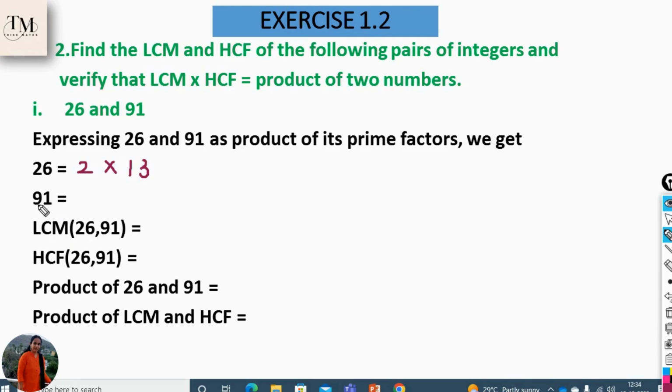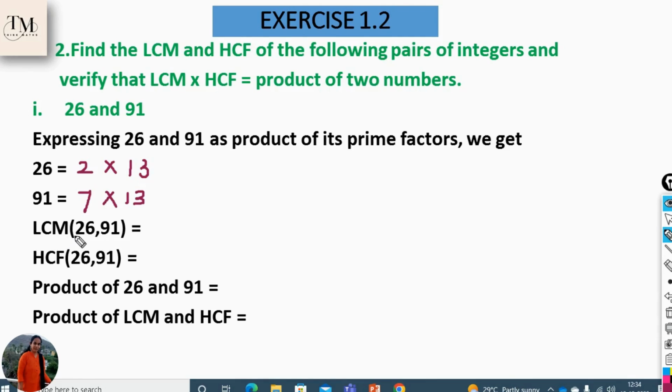So next is 91. So 91, let me take the divisor 3. So 3 3s are 9, balance will be 1. So 3 is not the divisor for 91. So next I take 7. So 7 into, so 1 seven is 7, balance 2. So 3 sevens are 21. So 7 into 13.